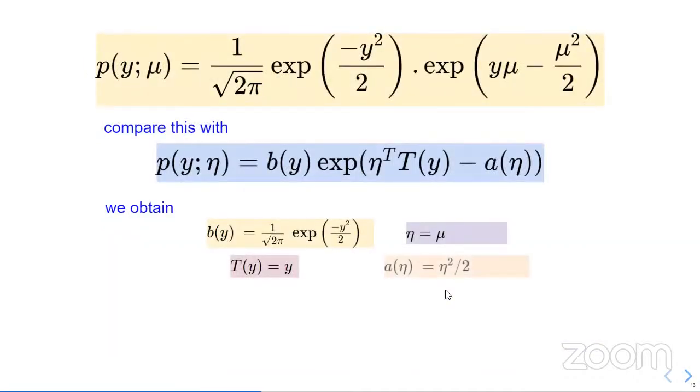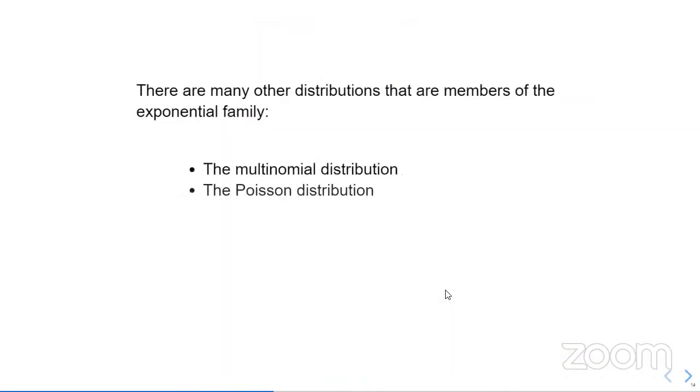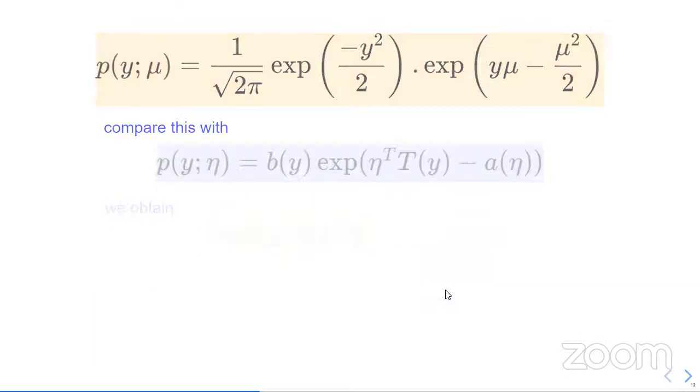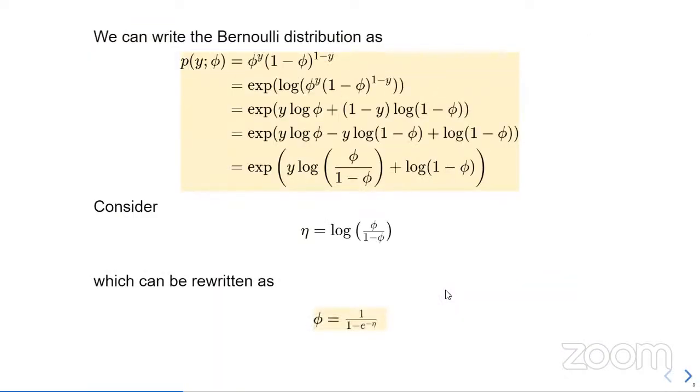Could you repeat that, please? It's just a silly mathematical mistake here. It's phi equal to 1 upon 1 plus e raised to power minus theta. It's plus here in the denominator. It should be plus. It's a mistake in the slide.